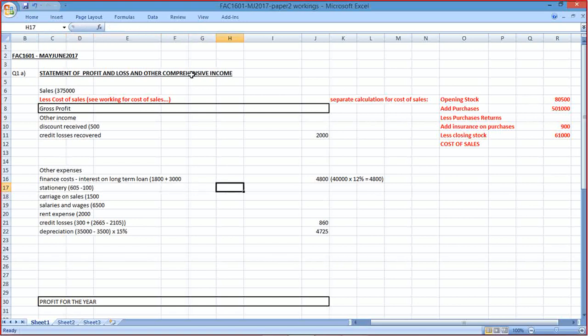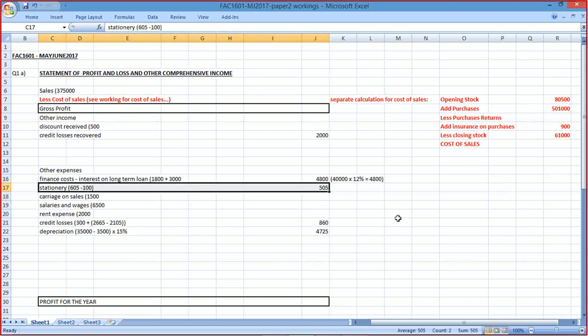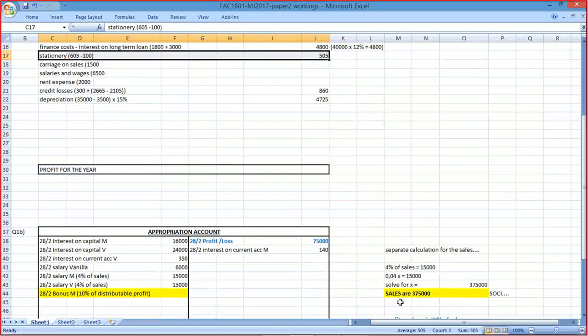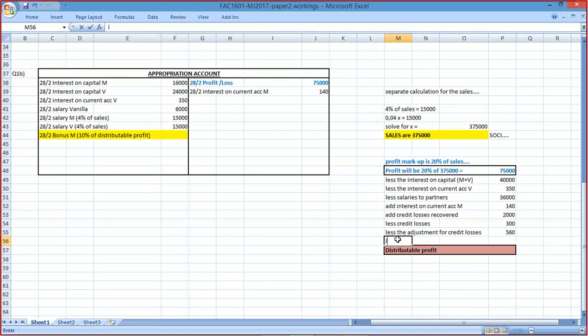It's too high, it's correct. Subtract 100 from the 605, gives you 505. And there's your stationery adjustment. Okay, we still need to adjust though for that here. So where's my, yeah, there it is.